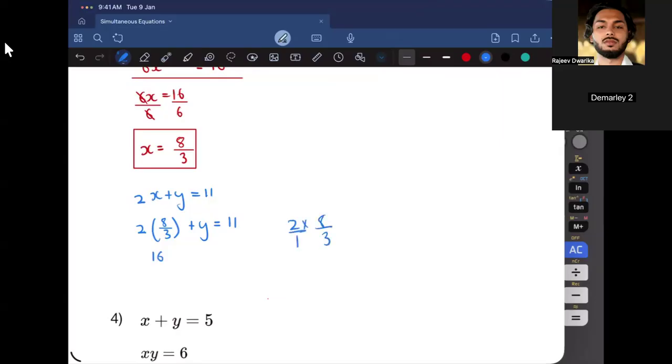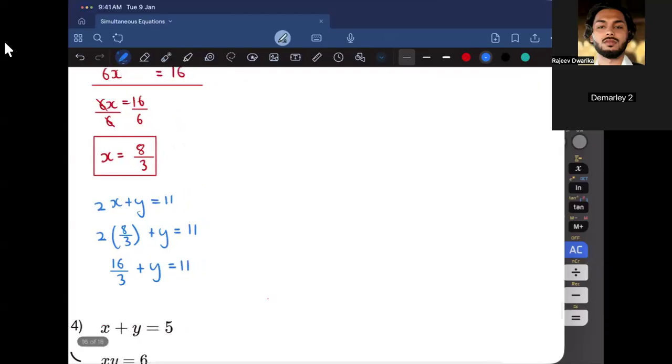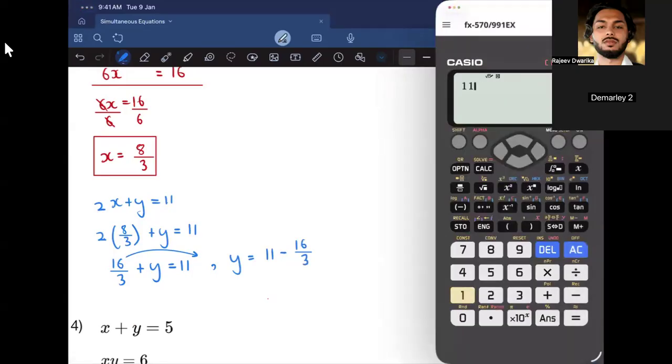Remember, 2 is the same thing as 2 over 1. And so 2 by 8 is 16, 1 by 3 is 3. 16 over 3 plus y is equal to 11. And so if I want to find y, what would I have to move across? The 16/3. Okay, so y will be equal to 11 minus 16 over 3. So let me just plug the calculator one time. That would be 17 over 3.